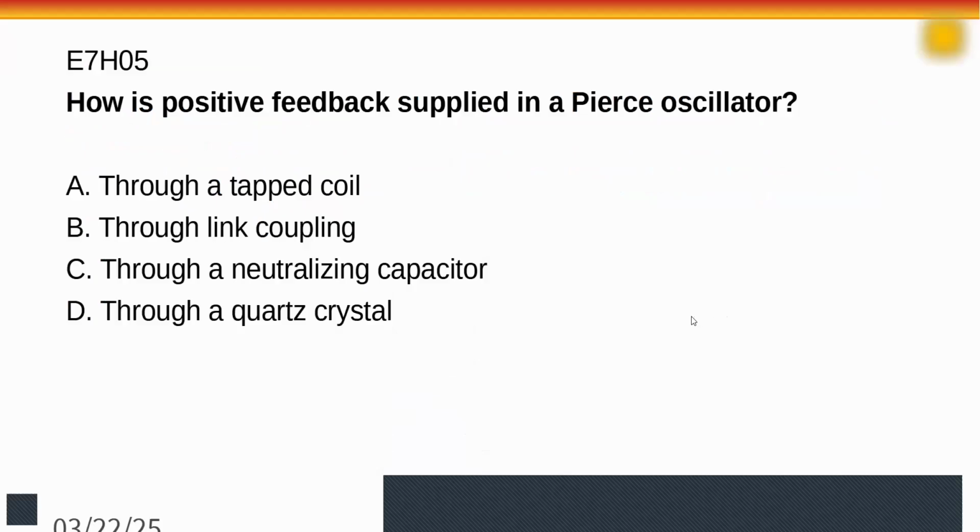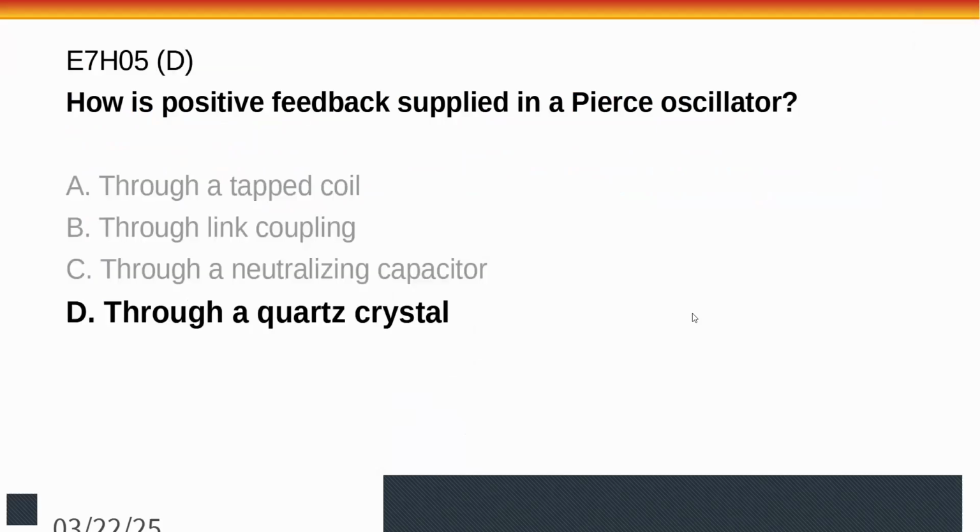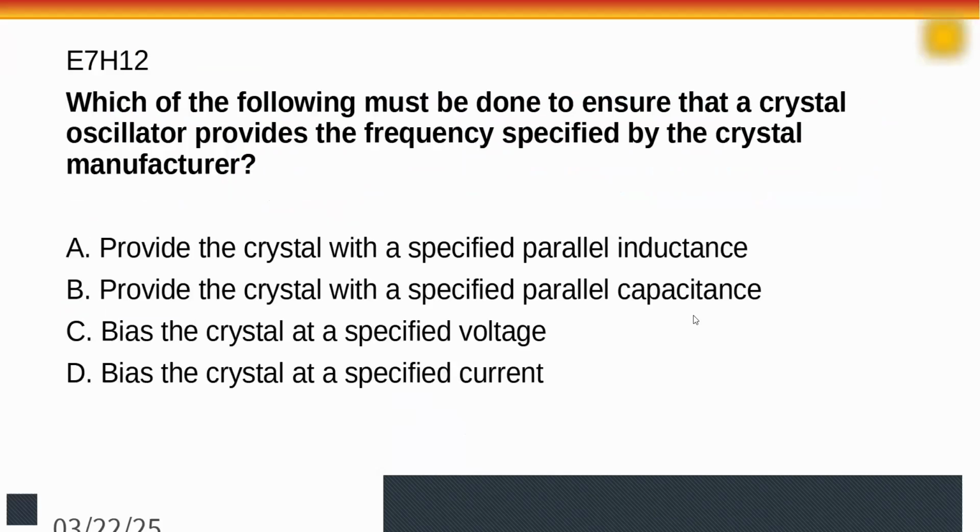How is positive feedback supplied in a Pierce oscillator? Delta. Which of the following must be done to ensure that a crystal oscillator provides the frequency specified by the crystal manufacturer? Bravo.